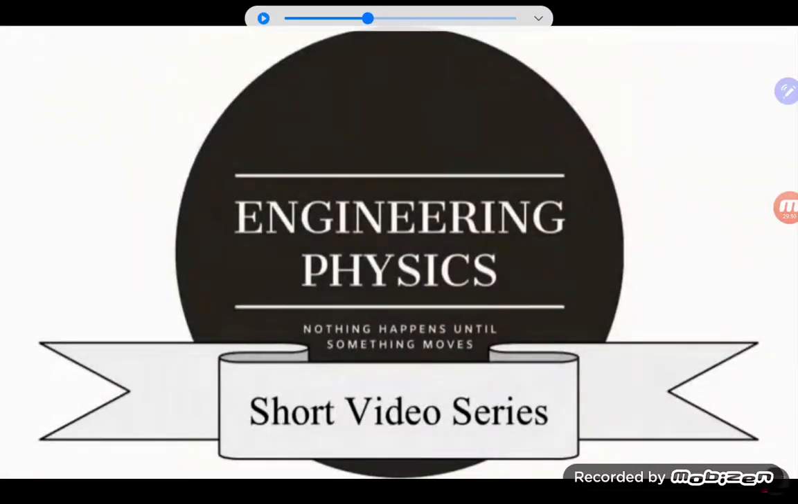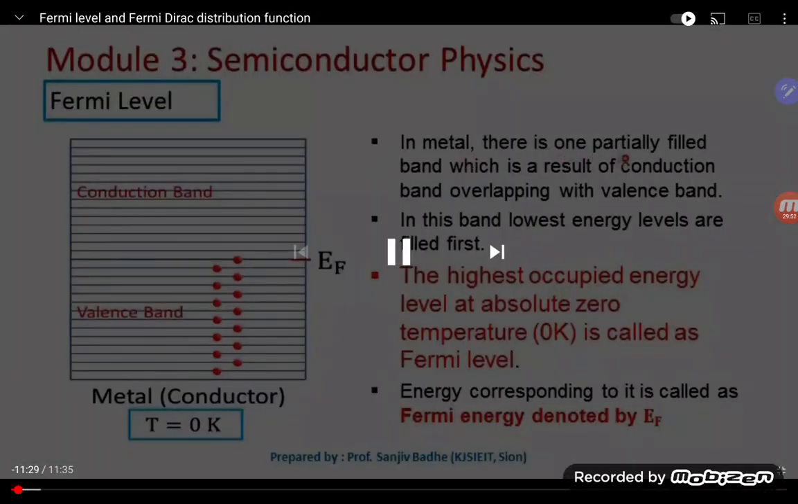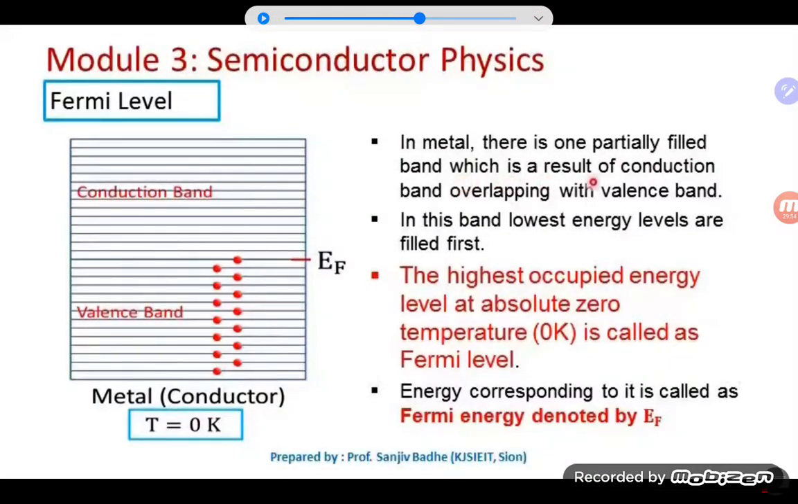In metal, there is one partially filled band which is a result of the conduction band overlapping with the valence band. So this is that partially filled band in metals where the conduction band is overlapping with the valence band. This overlapping results in one big band in which we will have some filled states and some empty states.